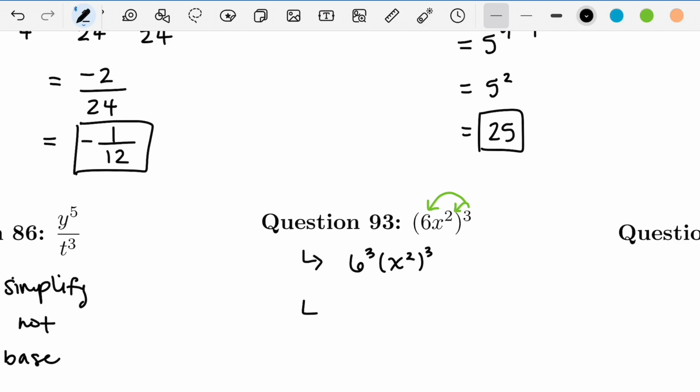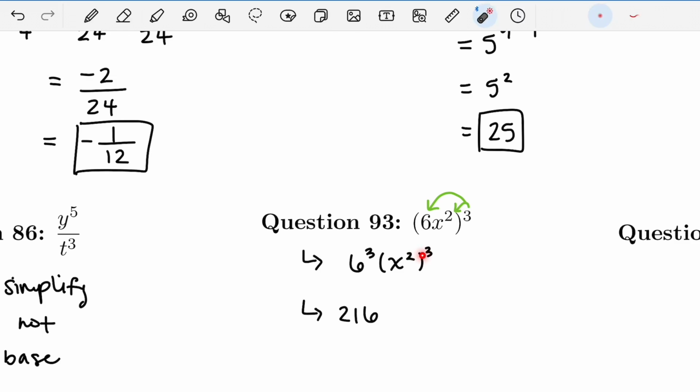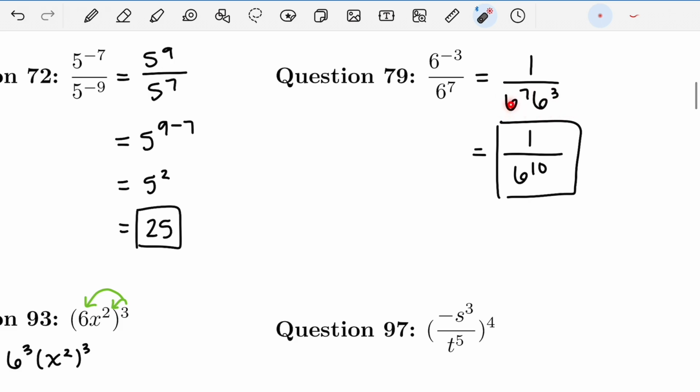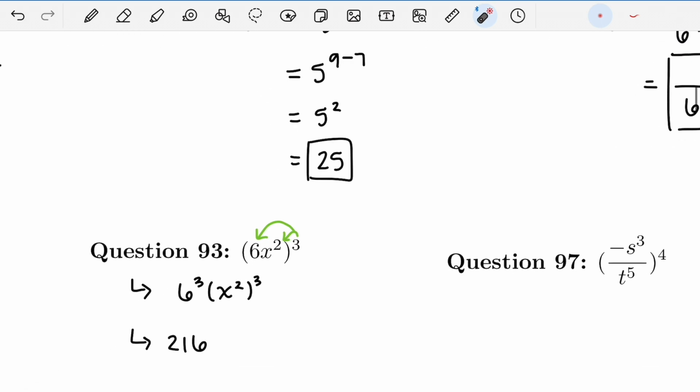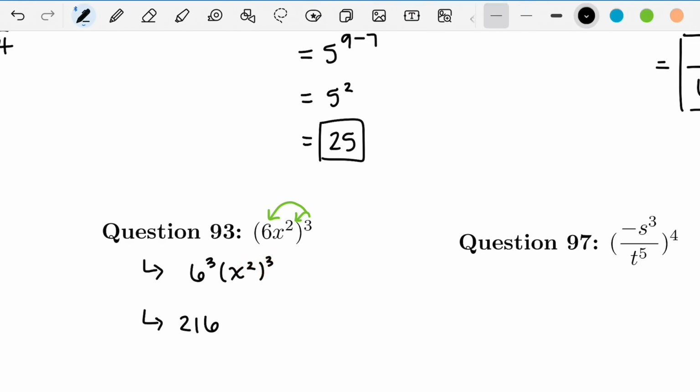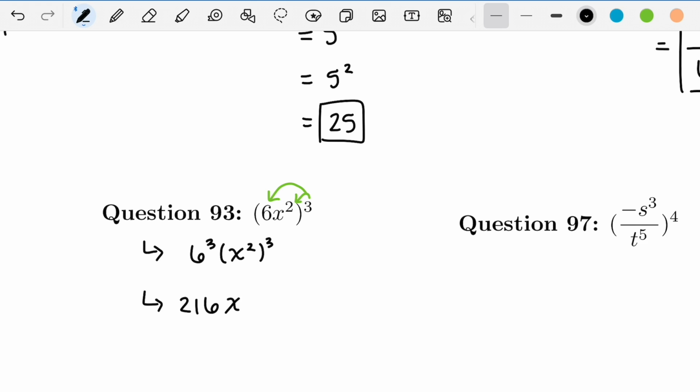Now we know that 6 cubed is going to be 216. And in this case, we're not going to add these using our product rule. We've seen before, if we have 2 exponential expressions with the same base, we can add their exponents. In this case, we don't have 2 exponential expressions with the same base. We have an exponential expression raised to another power. So here, what happens is we multiply our exponents. So this would be x to the power 2 times 3, so x to the 6th power.